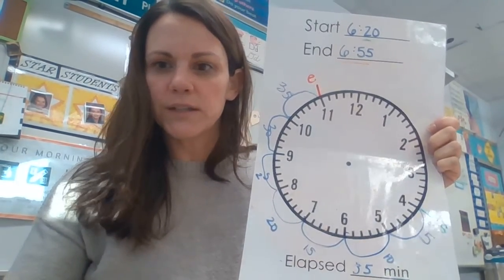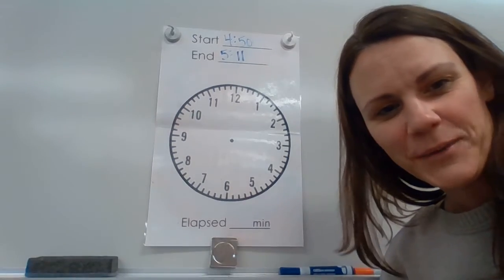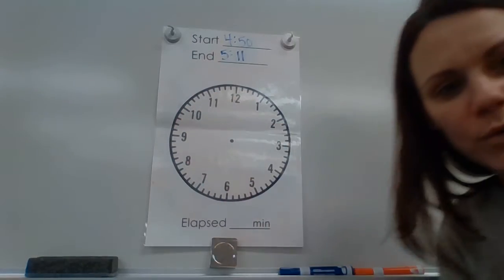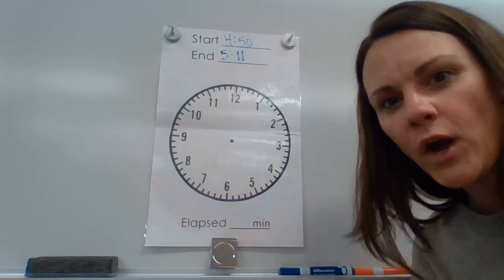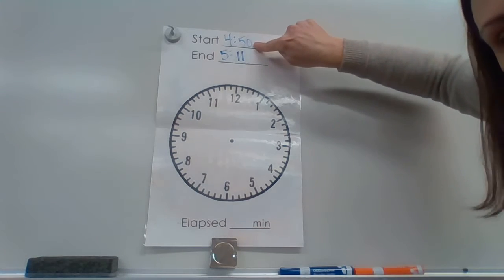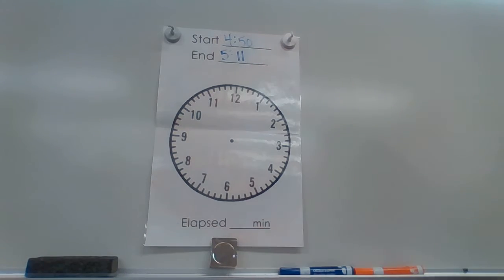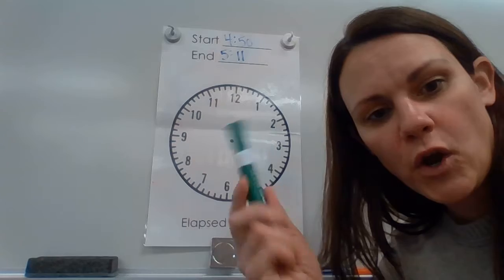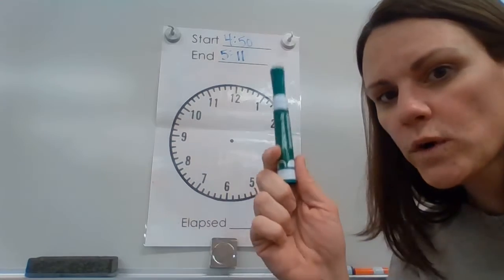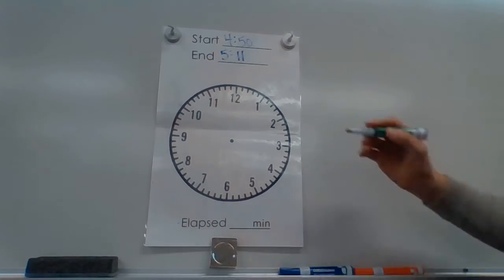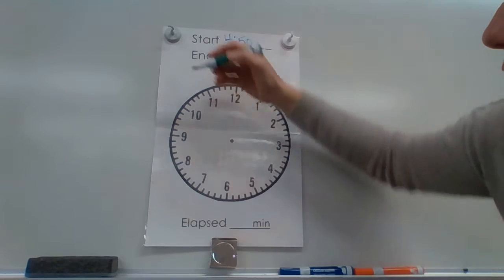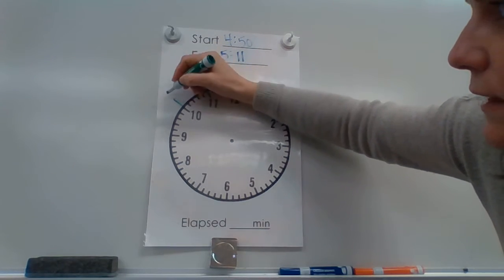I'm going to pause for a second. Okay, I'm back. I set it up a little differently so that now I can write right on the board, and I think that might be a little better. All right, we have our start time of 4:50. We have our end time of 5:11. Oh, I see something a little bit different about this one, right? Let's use our green and our start time, 4:50. 5, 10, 15, 20, 25, 30, 35, 40, 45, 50. Here's our start time.